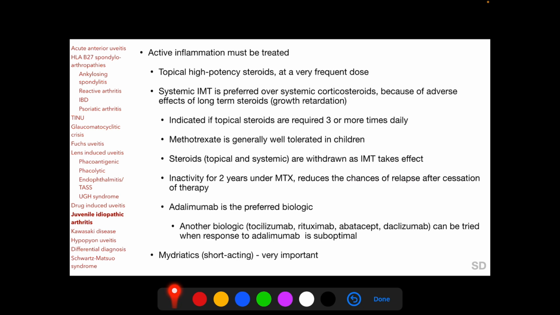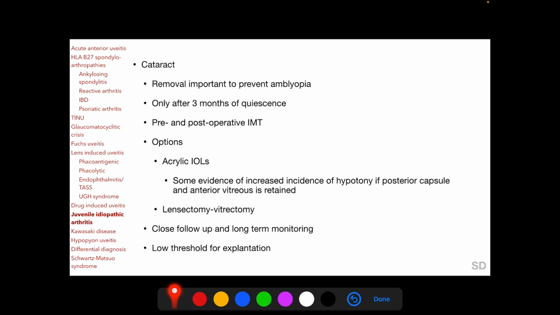Biologics are also an option, and adalimumab is the preferred biologic for treatment of uveitis, and when response to adalimumab is suboptimal, another biologic can be tried. It is very important to also prescribe mydriatics, particularly short-acting mydriatics, to keep the iris mobile and to prevent posterior synechiae from occurring. Removal of cataract is important to prevent amblyopia, but it should be done only after 3 months of quiescence of the disease.